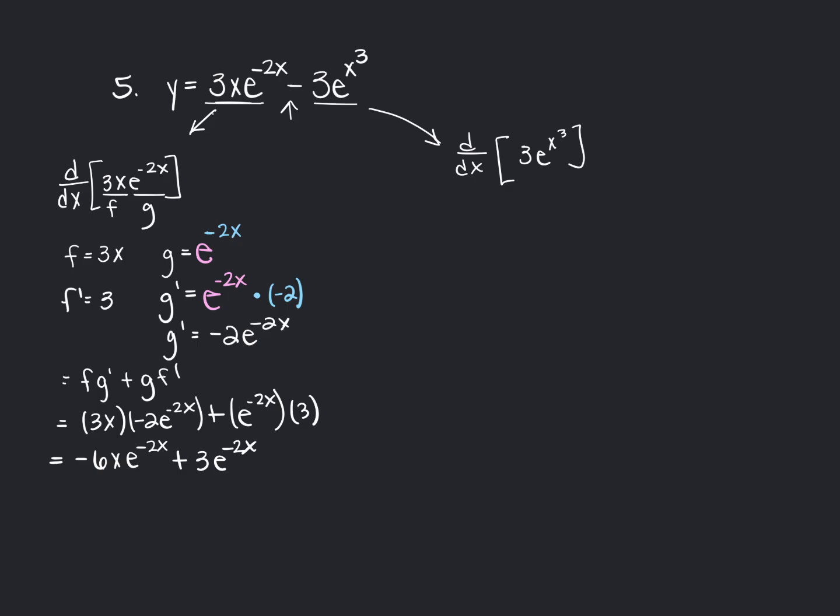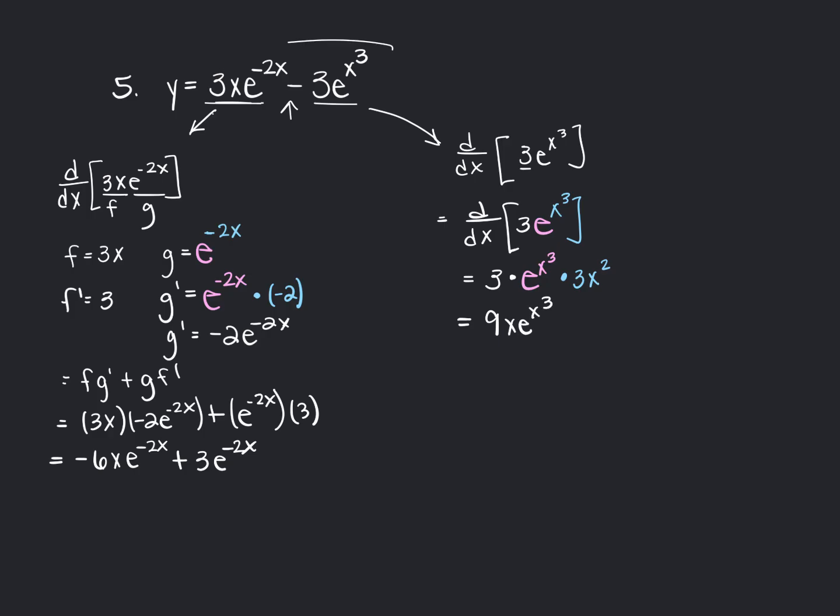For the second portion up here, I can rewrite this 3e to the x cubed. 3 is a constant multiplier. E is my outside function, and my inside function is x cubed. So when I take the derivative, I'm going to have my constant multiplier of 3 times the derivative of e to the something is e to the something, and now we multiply by the derivative of that something, or that inside function, so it's 3x squared. So I'll clean this up and get 9x e to the x cubed.